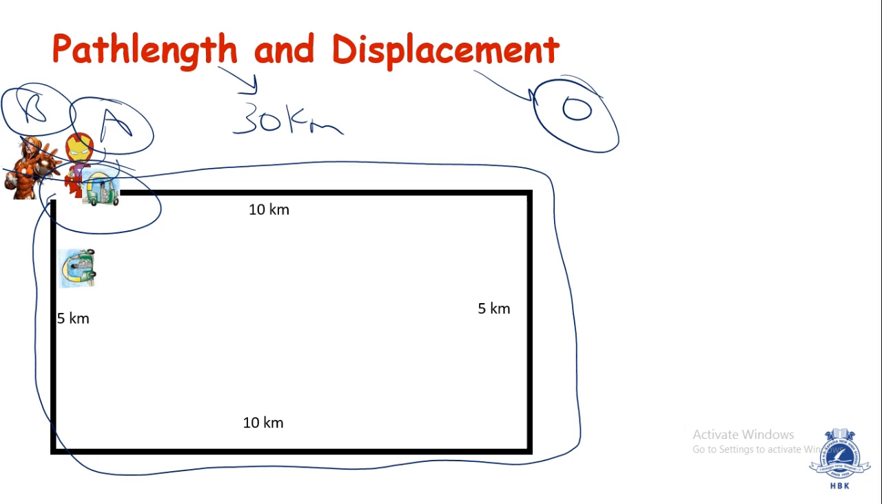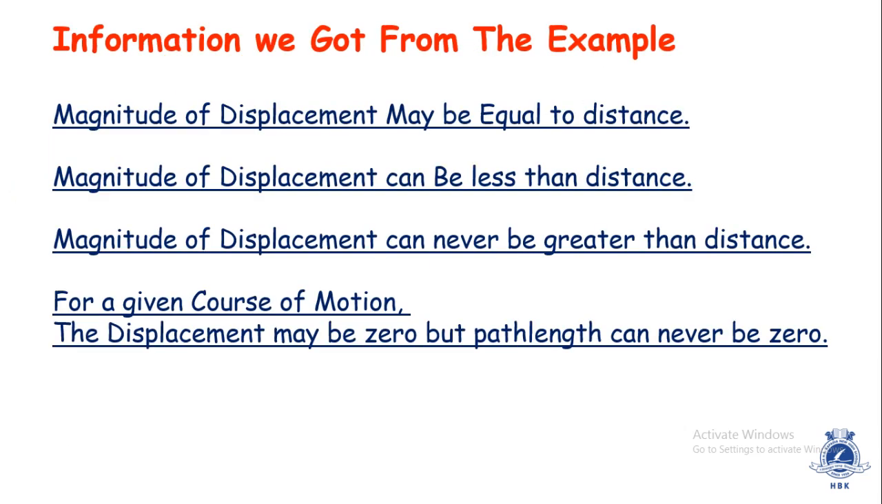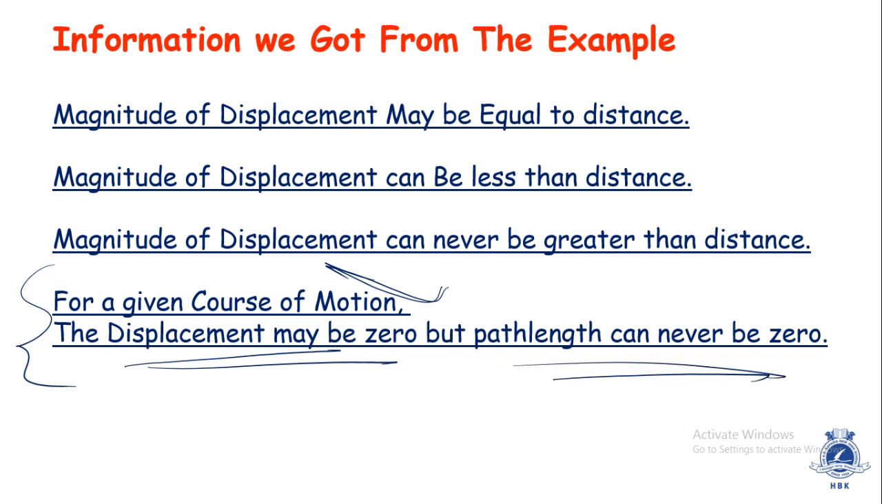So even if the displacement is 0, the path length is not 0. Let's see the last point. For a given course of motion, if the motion starts from the same point and also ends at the same point, then the displacement will be 0, but the path length will not be 0.